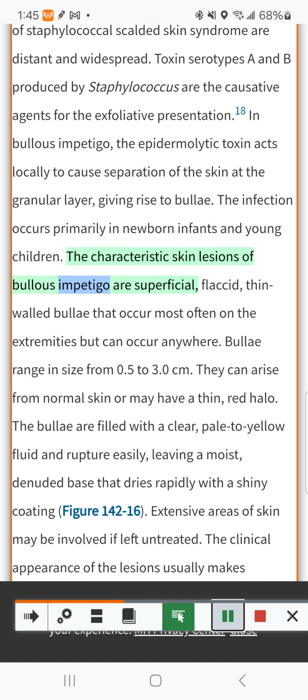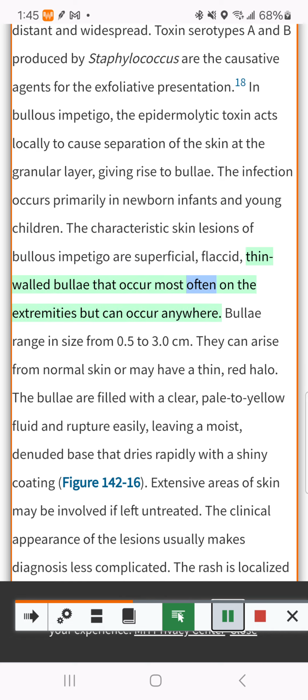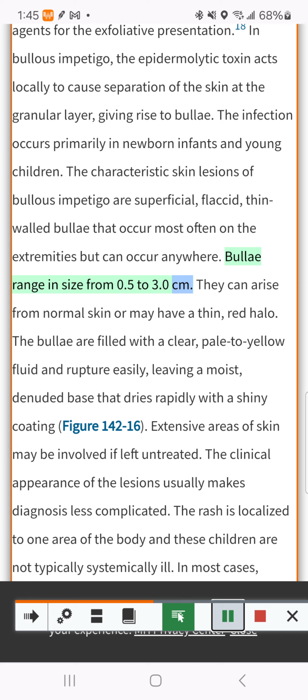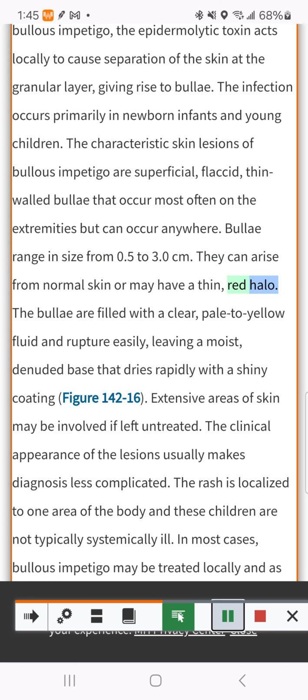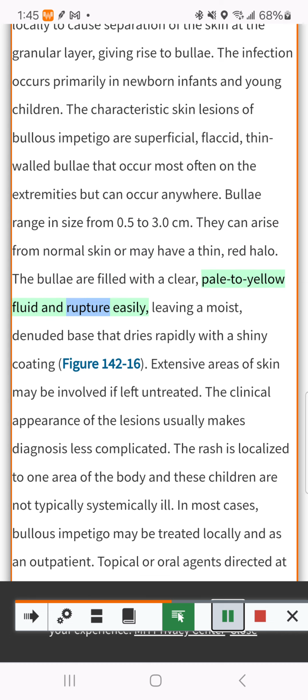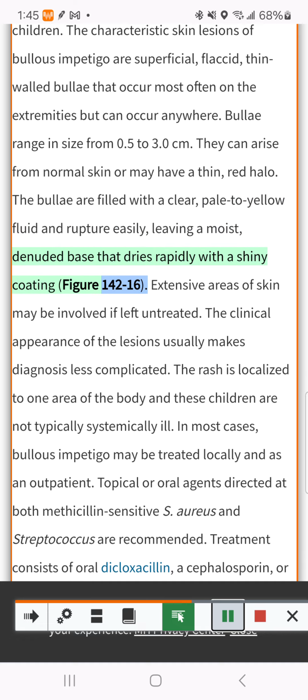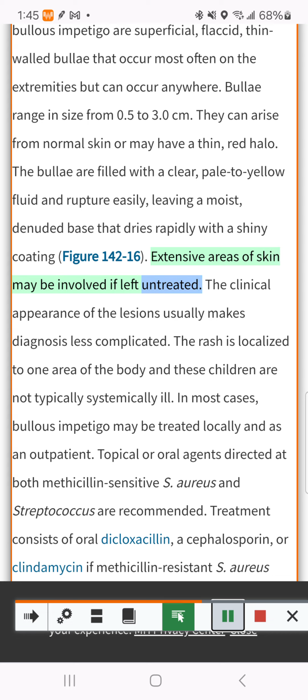The characteristic skin lesions of bullous impetigo are superficial, flaccid, thin-walled bullae that occur most often on the extremities but can occur anywhere. Bullae range in size from 0.5 to 3.0 cm. They can arise from normal skin or may have a thin, red halo. The bullae are filled with a clear, pale to yellow fluid and rupture easily, leaving a moist, denuded base that dries rapidly with a shiny coating. Figure 142-16. Extensive areas of skin may be involved if left untreated.